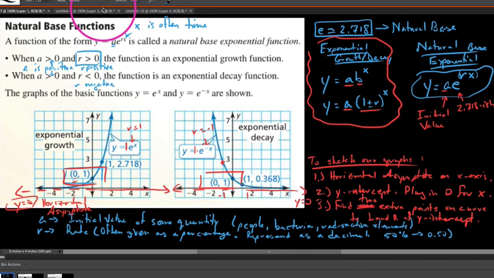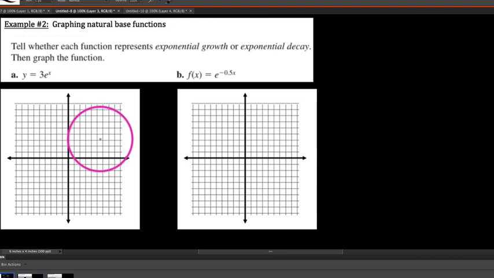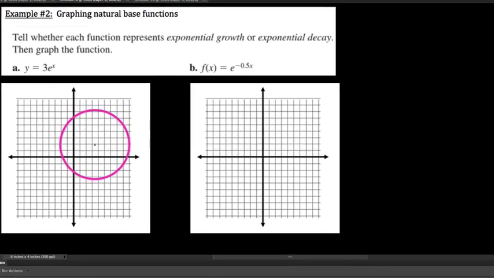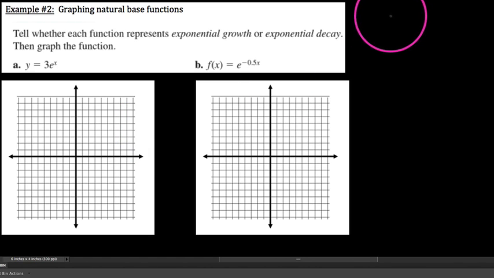So we could see that, for instance, on this next page, if we're going to graph some exponential functions that are natural base exponential functions, then what we know is that we have some functions that are this initial amount times e to the rx, where r is our rate and a is the amount that we're starting with on something. So it says tell whether each function represents exponential growth or exponential decay, and then graph the function here.